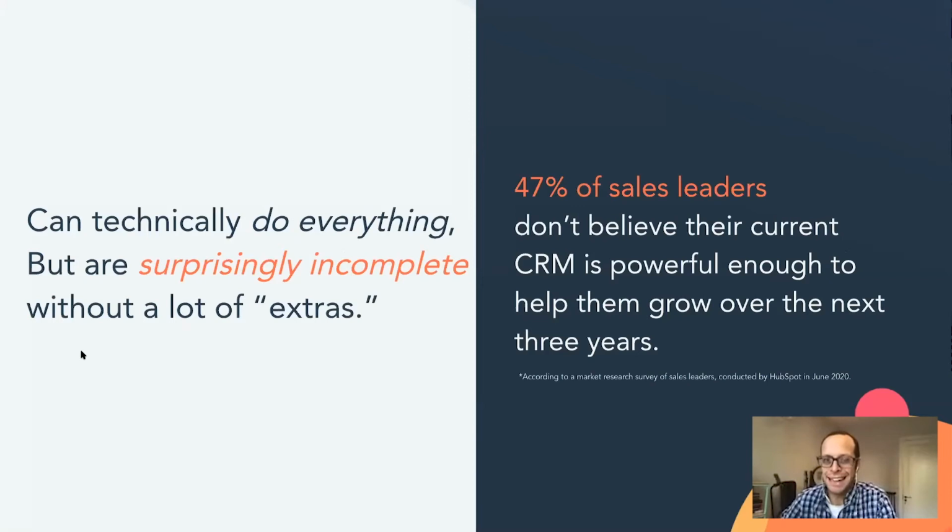So technically, these legacy CRMs can do everything. They can. But they're surprisingly incomplete because you have to add everything on to make them do everything, and you end up with the Franken system. So 47% of sales leaders don't believe their current CRM is powerful enough to help them grow over the next 3 years. Even though officially it can do everything, they don't actually have the confidence that it can.